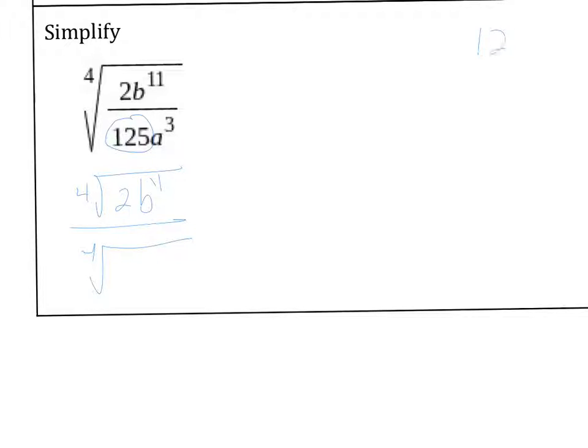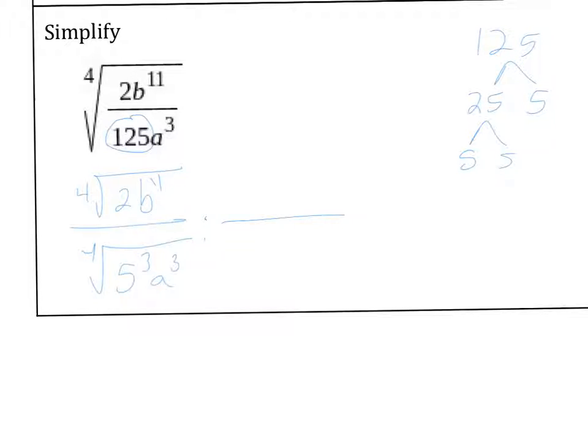125, I just happen to know, is 5 cubed. But I'll just kind of show you the math that goes behind that. I'm going to write it as such. 5 cubed, a cubed, great. I do want to focus my energy here. I'm not too worried about the top right now. I just know that I need these to be multiples of 4 so that I can then divide this index, this radical, by that new power.